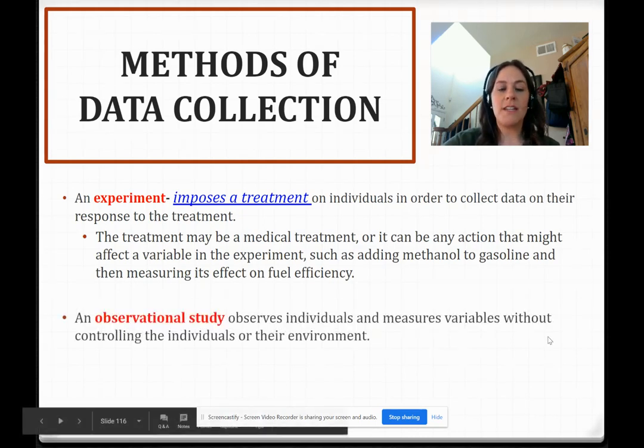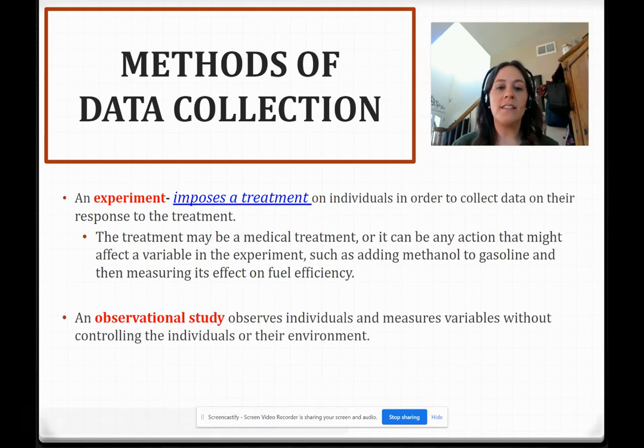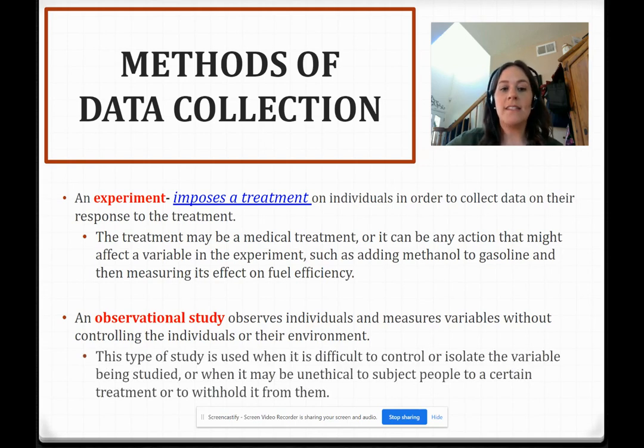Another option besides experiments is an observational study. An observational study simply observes individuals and measures variables without controlling the individuals or their environment. This type of study is used when it's difficult to control or isolate the variable being studied, or when it may be unethical to subject people to certain treatment or withhold it from them.